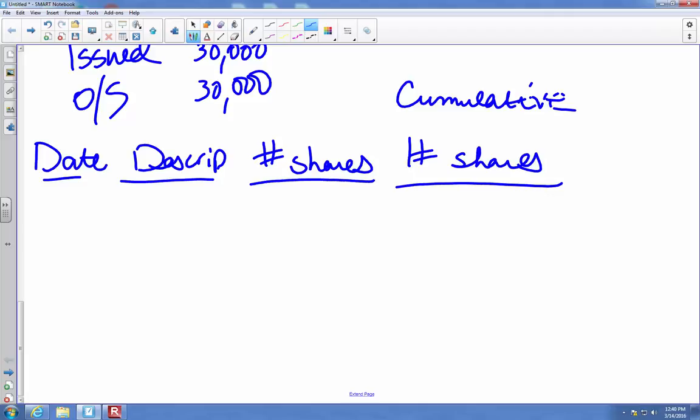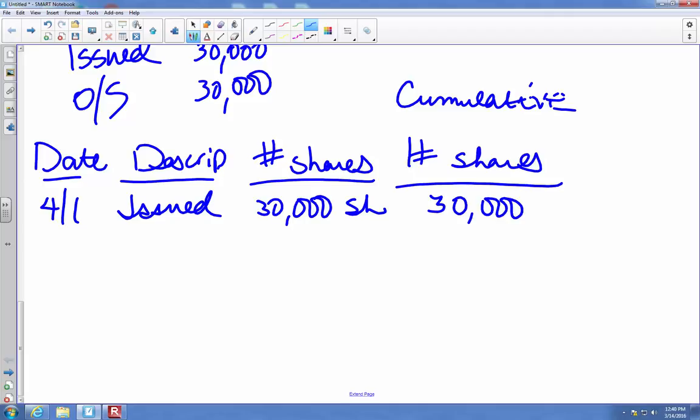So in this example that we just did, on 4/1, we issued 30,000 shares. So how many shares are out there? 30,000. Now, if I go and I do something next, like I buy back, say 2,000 shares of treasury stock, what's that going to do to my cumulative number of shares? And I should put this, outstanding.